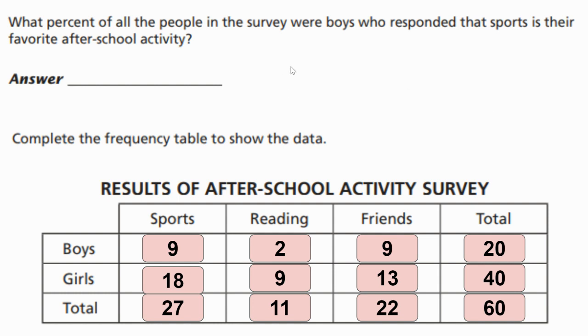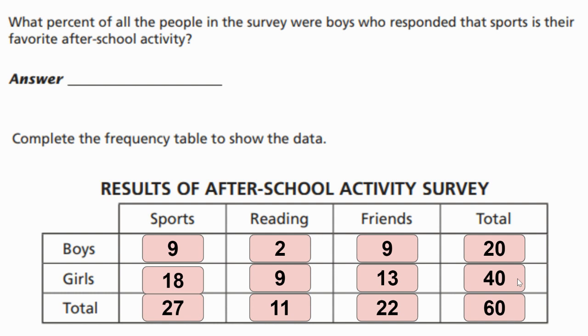So what percent of all people in the survey were boys who responded that sports is their favorite activity? So now we're going to narrow our focus. We're going to look at boys that liked sports. Looks like we're right here. And we want to know what percent of all people. So that means the total of all people surveyed.